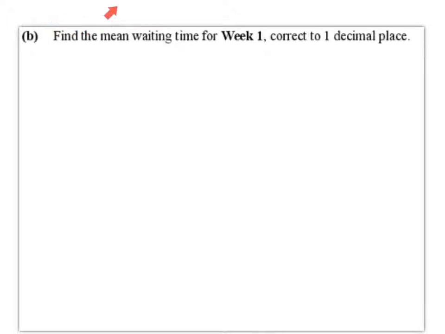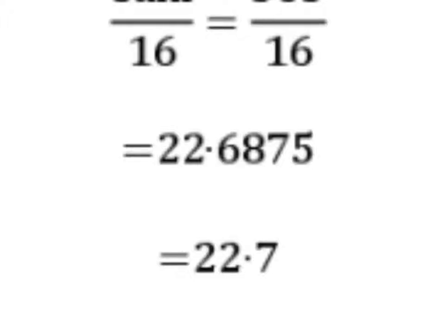Part B, find the mean waiting time for week 1 correct to 1 decimal place. So to get the mean, we add them together and divide by the amount. So if we add together all the waiting times, we get 363, and we divide by 16 because there were 16 patients, which gives us 22.6875. And rounding to 1 decimal place, we get 22.7.